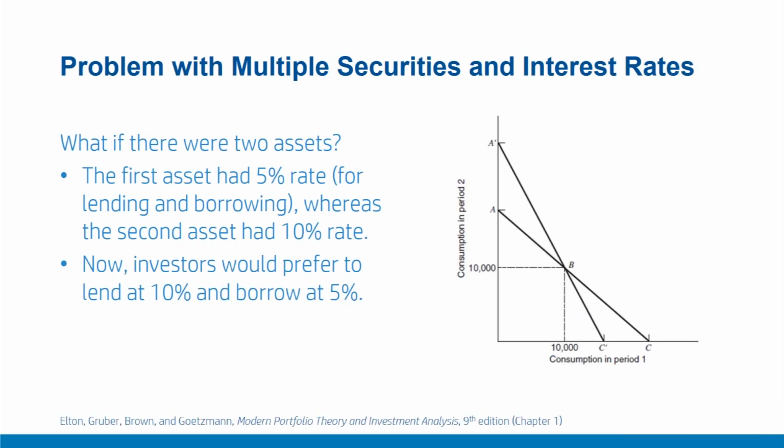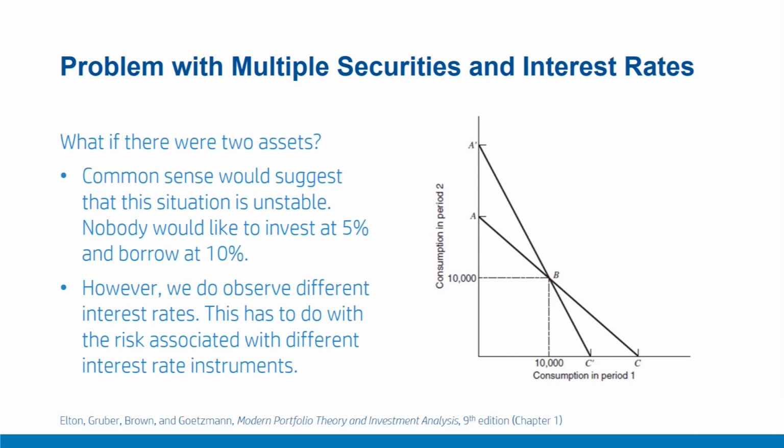The above case pertains to a single financial instrument. What if there were two financial instruments? The first instrument has 5% interest rate for lending and borrowing, and the second instrument has 10% interest rate. Now, the investor would prefer to lend at 10% and borrow at 5%, and therefore the optimum region here would be A dash BC dash as shown in the figure here. However, this seems to be not feasible.